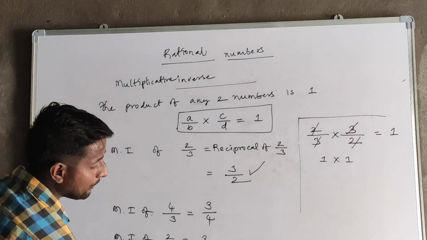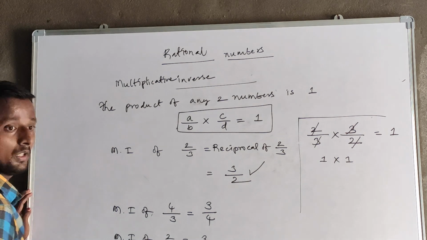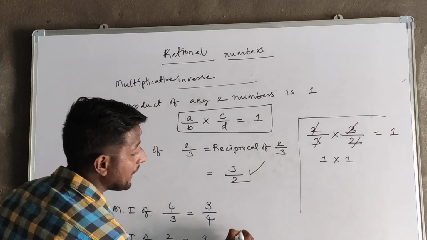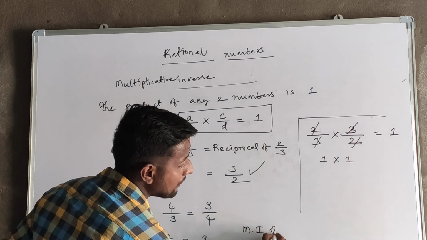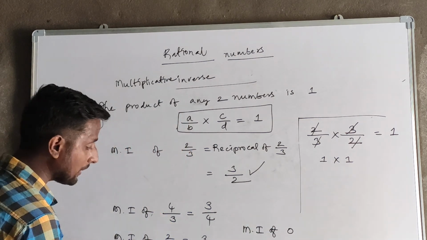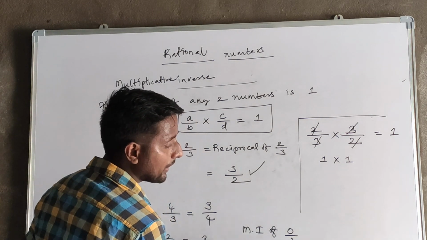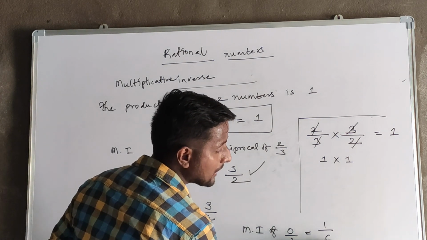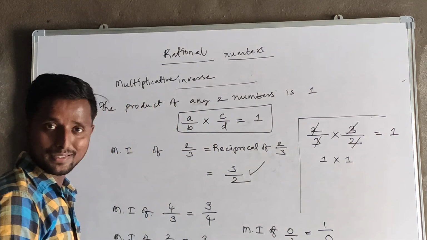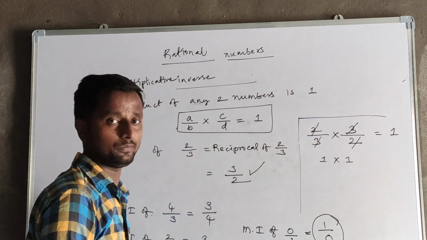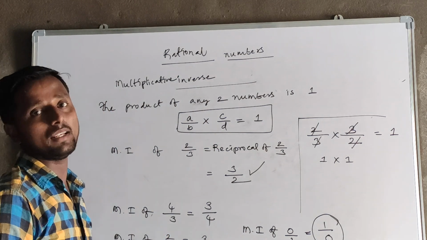Then the 2 by 1 will become 1 by 2. So the multiplicative inverse of 2 is 1 by 2. Now find the multiplicative inverse of 0. As we did with 2 by 1, 0 can also be expressed as 0 by 1. The answer is 1 by 0. Look at 1 by 0. Is it meaningful? No. 1 by 0 is meaningless.